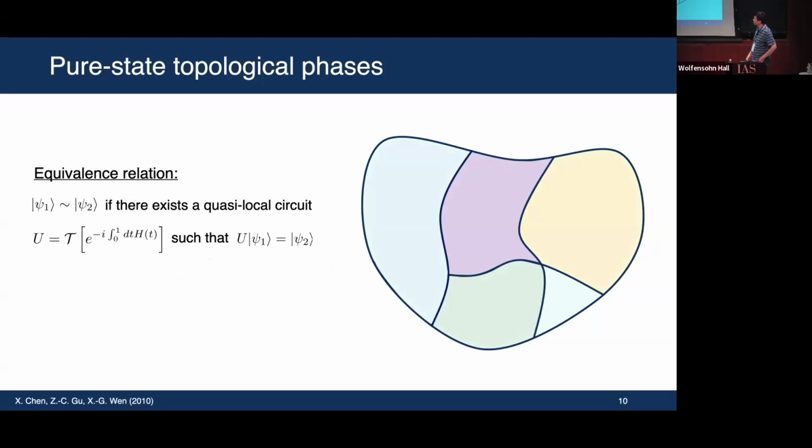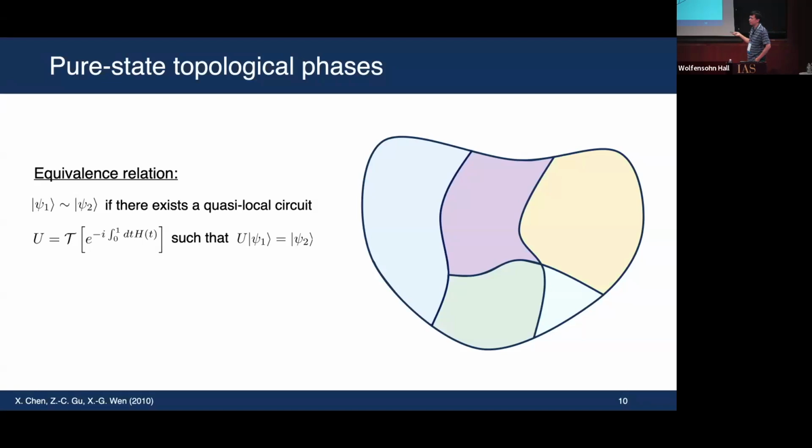And we can put on some sort of equivalence relation. We can divide the wild world of many-body states into different phases. In each phase, there's some way to connect one state to another, and that connection is facilitated by adiabatic evolution or, in the language of quantum information, by a quasi-local quantum circuit, which is just a model for adiabatic evolution.